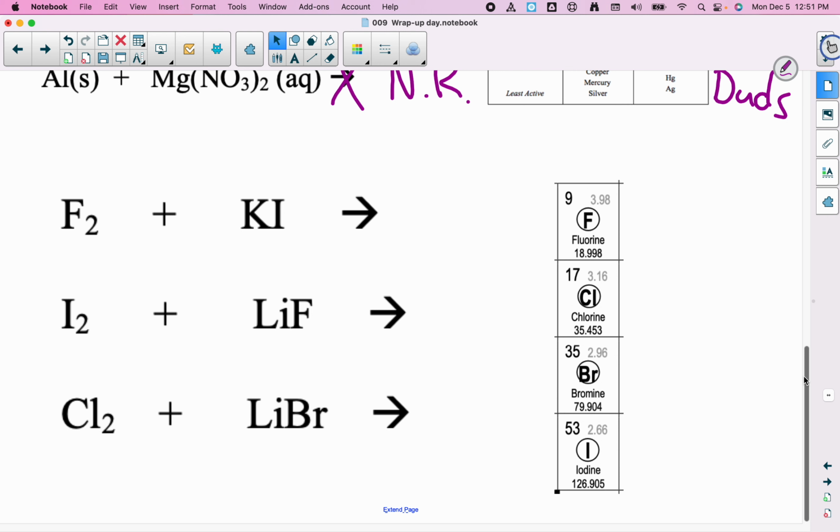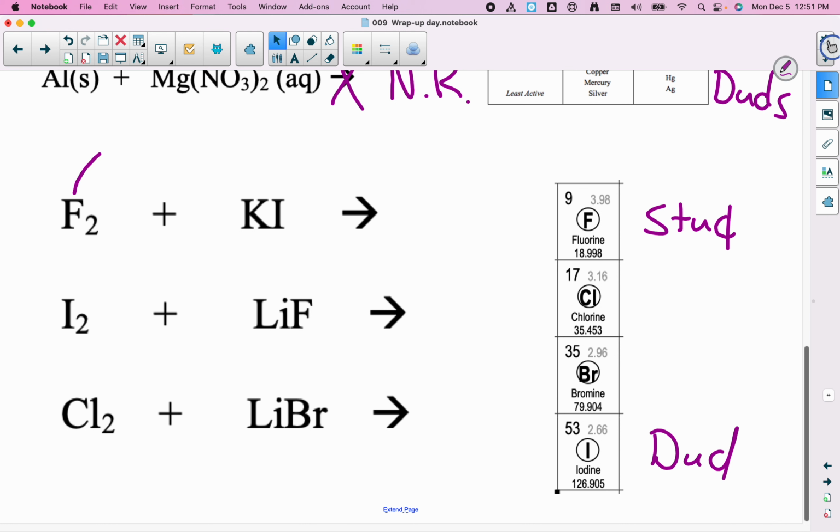In the second to last column of the periodic table, we have these four nonmetals. Fluorine is chemistry's big stud. Fluorine always gets the date. Iodine is chemistry's big dud. Iodine never gets the date. And just remember that when single replacement reactions happen, elements have to push out one of their own kind.